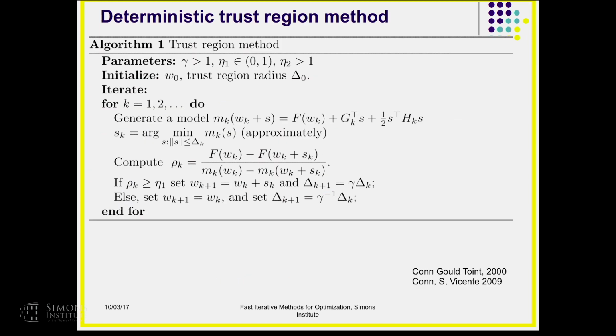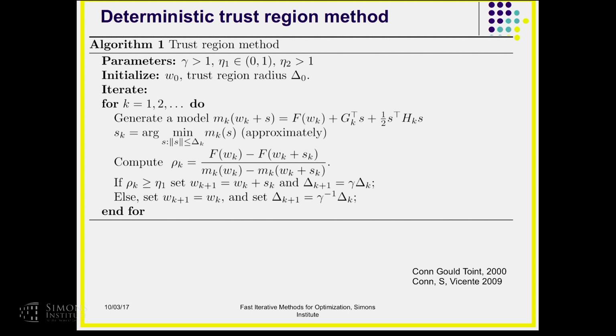All right. So what we used is a trust region method. This is a deterministic trust region. I'll explain how it extends to stochastic. And not line search, for a simple reason. Two reasons.